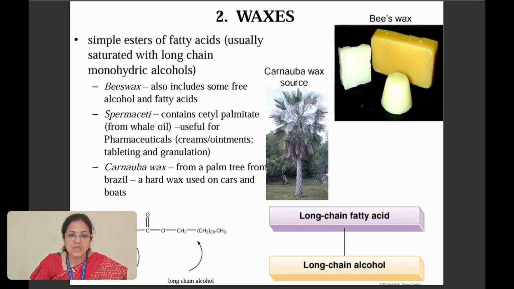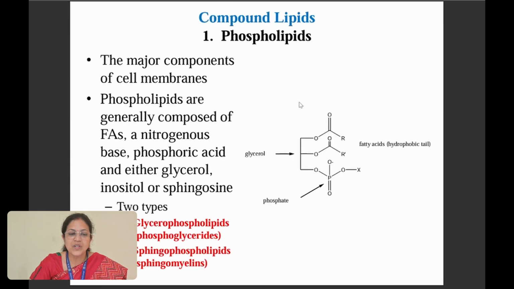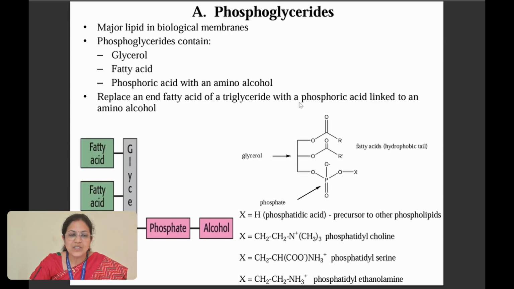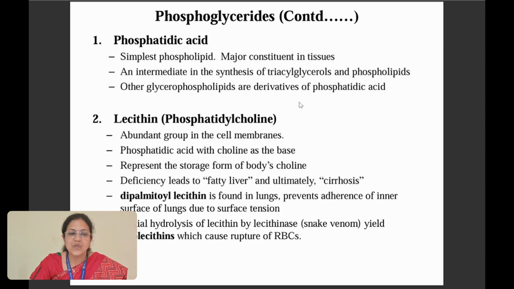Now coming to the compound lipids. The first one is called phospholipid. They contain a nitrogenous base, fatty acid and a phosphoric acid, and also glycerol, which is combined with inositol or sphingosine. These phospholipids are of two types. First, phosphoglycerides. Under phosphoglycerides you have phosphatidic acid and lecithin. Lecithin is also called phosphatidyl choline, as it contains choline in its structure.